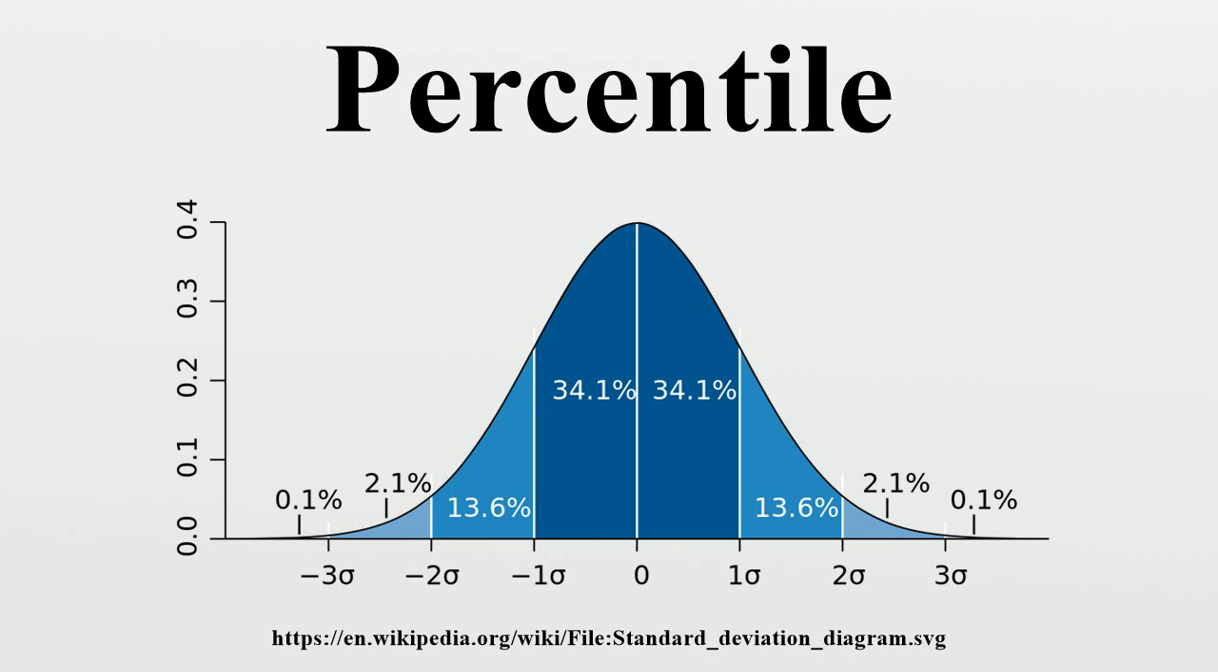scores. The 25th percentile is also known as the first quartile, the 50th percentile as the median or second quartile, and the 75th percentile as the third quartile. In general, percentiles and quartiles are specific types of quantiles.